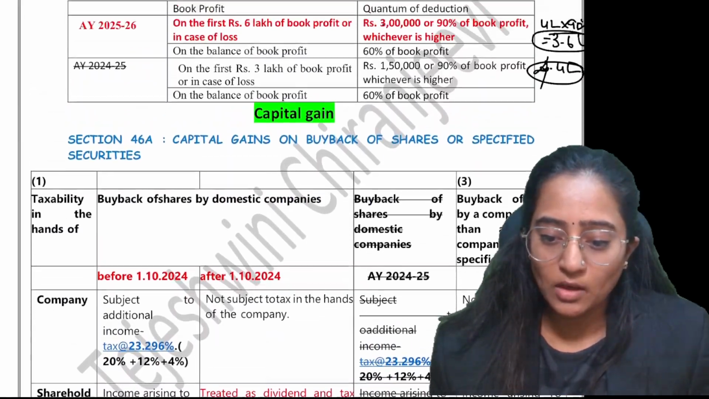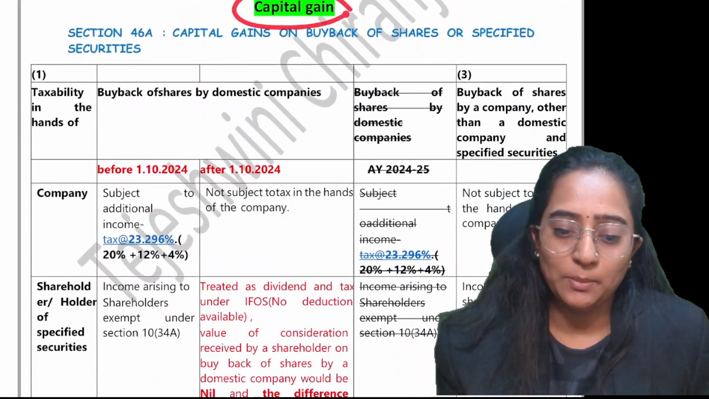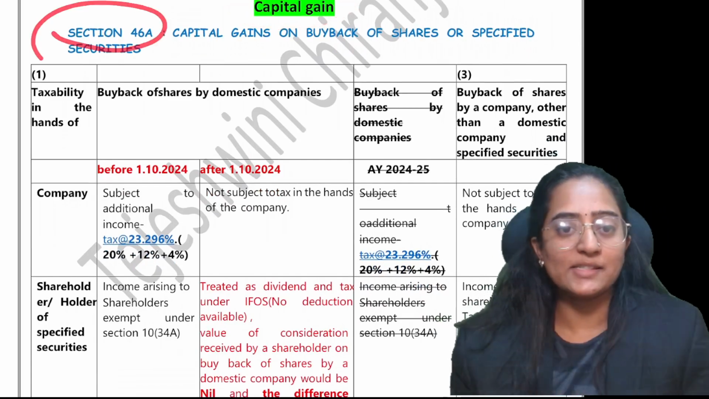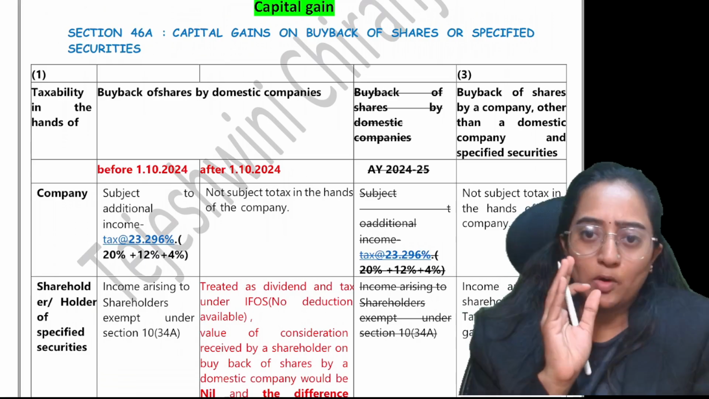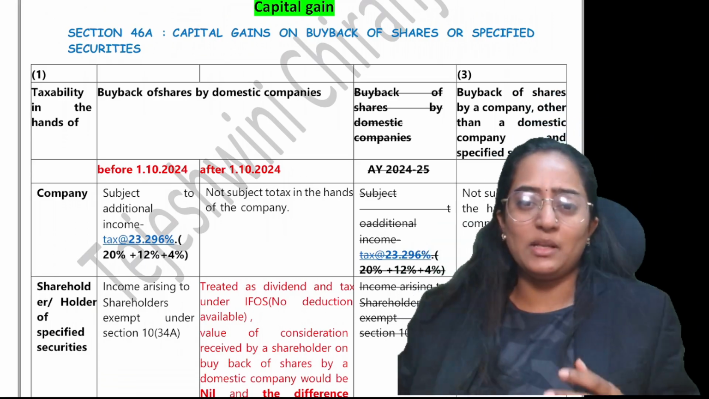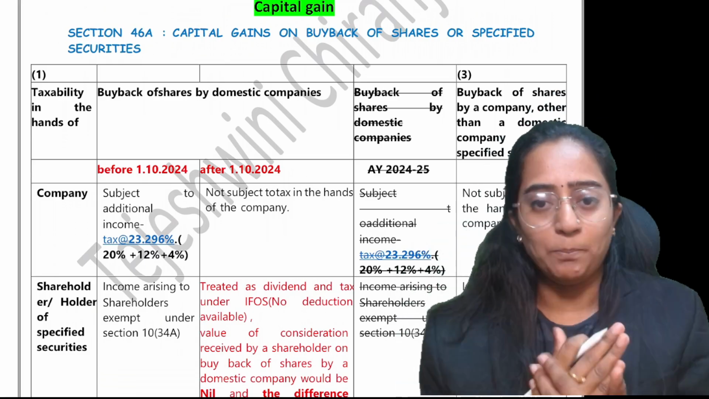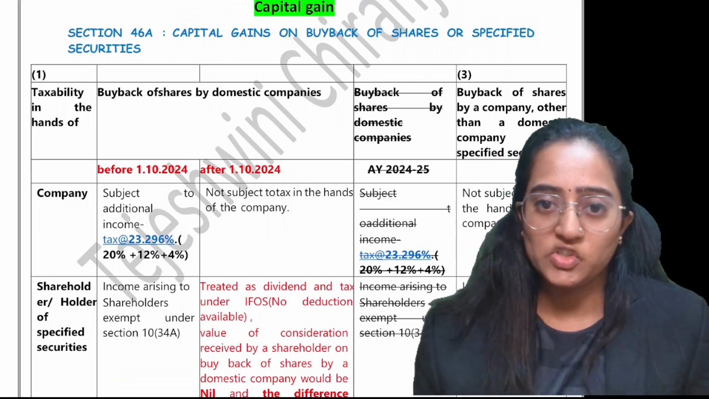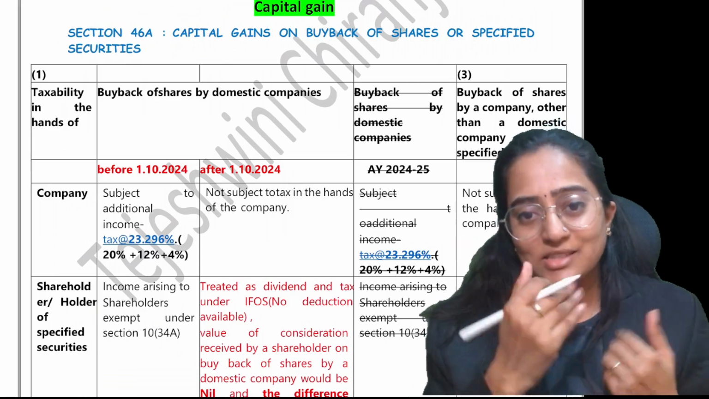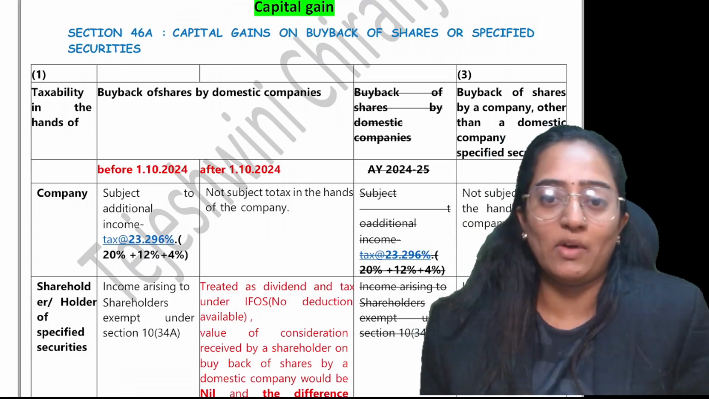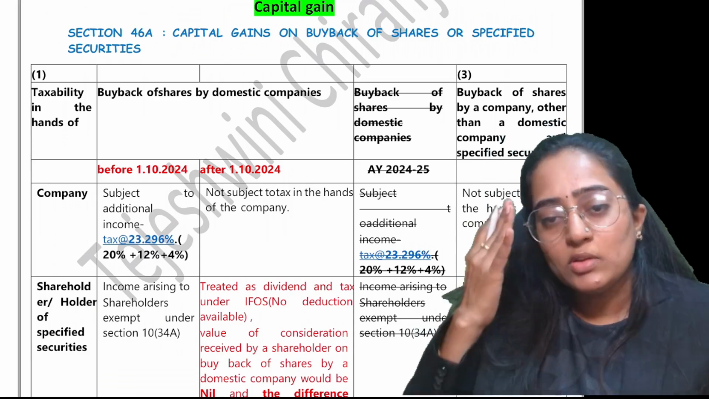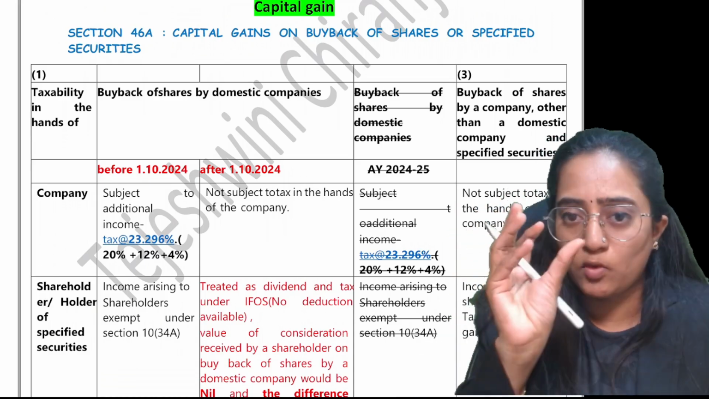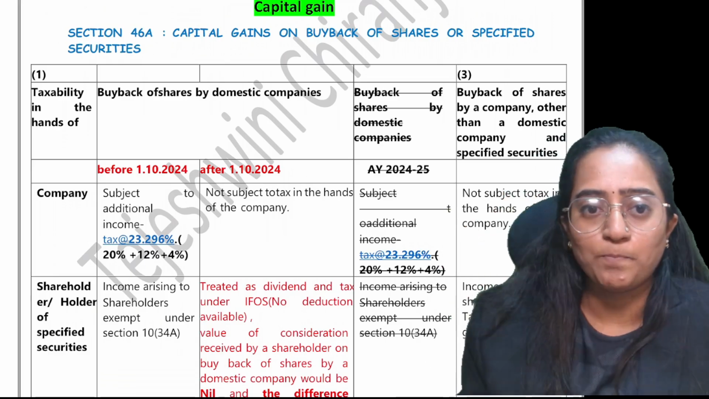Now the next amendment, let's try to understand in the capital gain chapter, that is coming under section 46A. There is a concept called buyback. Buyback is very simple. You are holding a share of a company, and that company has, let's consider, 1 lakh outstanding shares trading in the market. Now they're thinking, let's do a buyback of some 10,000 shares. Based on some calculation, they have got that number.